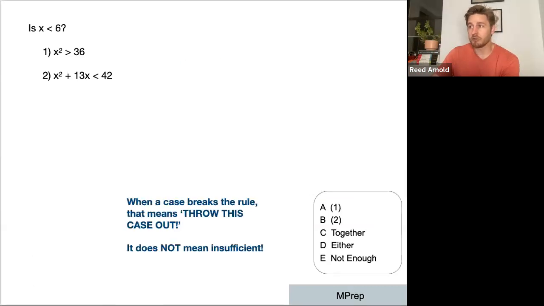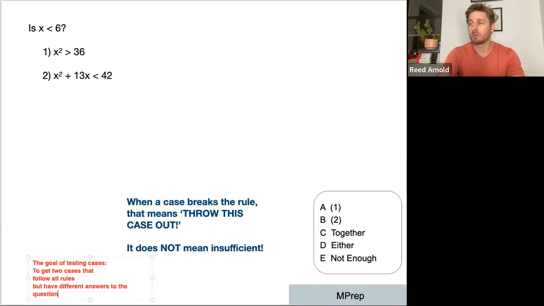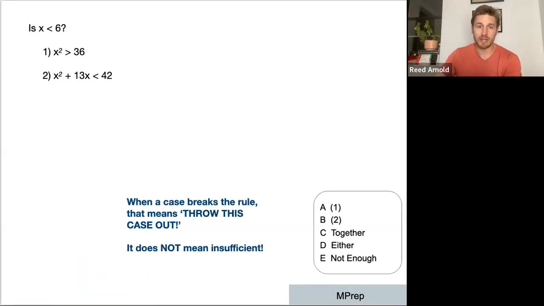So what is the mistake here? This big mistake: when a case breaks a rule, throw it out. No, you've got to know what the goal is, which I'll type again. The goal of testing cases: you get 2 cases that follow all rules, but have different answers to the main question. I have my students memorize a sentence a class. And the sentence for class 1 is that, because I think it's a huge, important thing to lock in and understand. I tell them to put it on a postcard and hang it on their bathroom mirror. You want to have that utterly memorized.